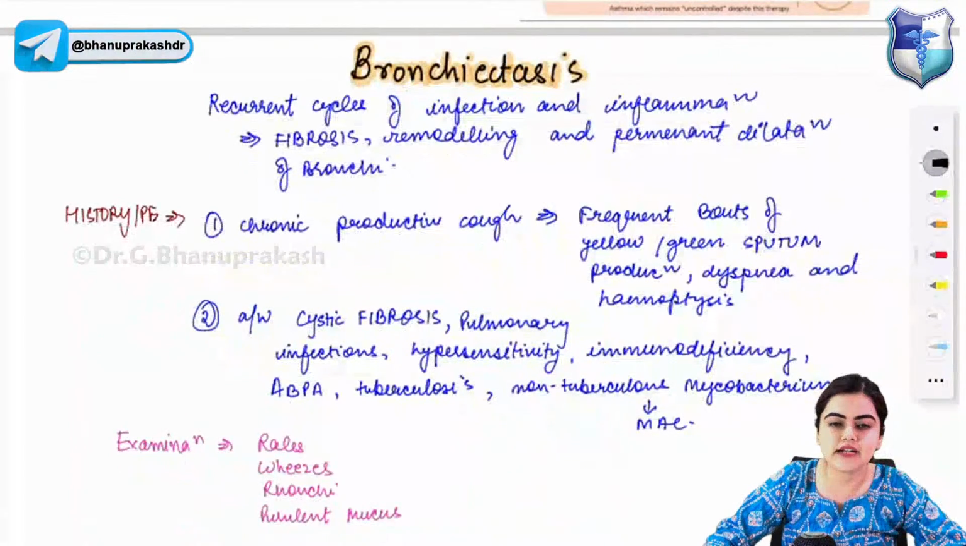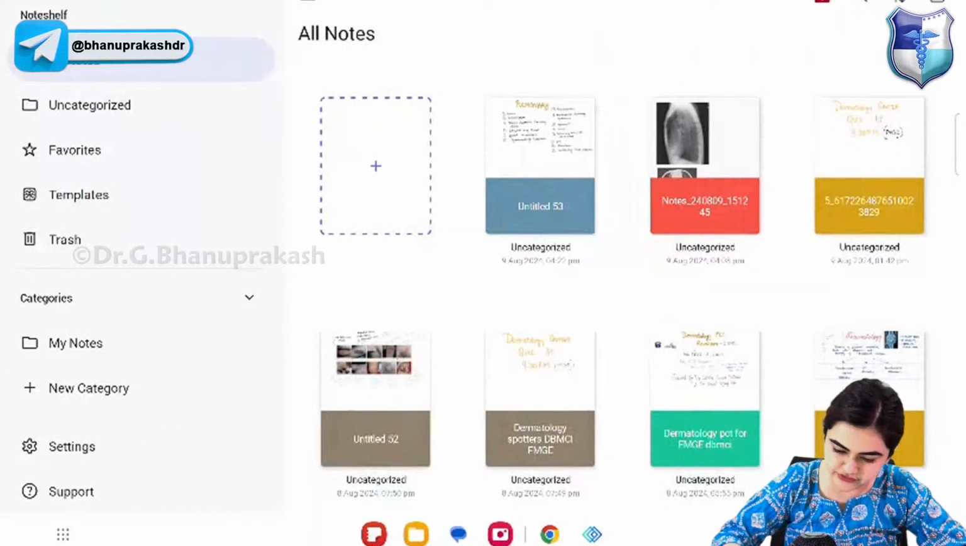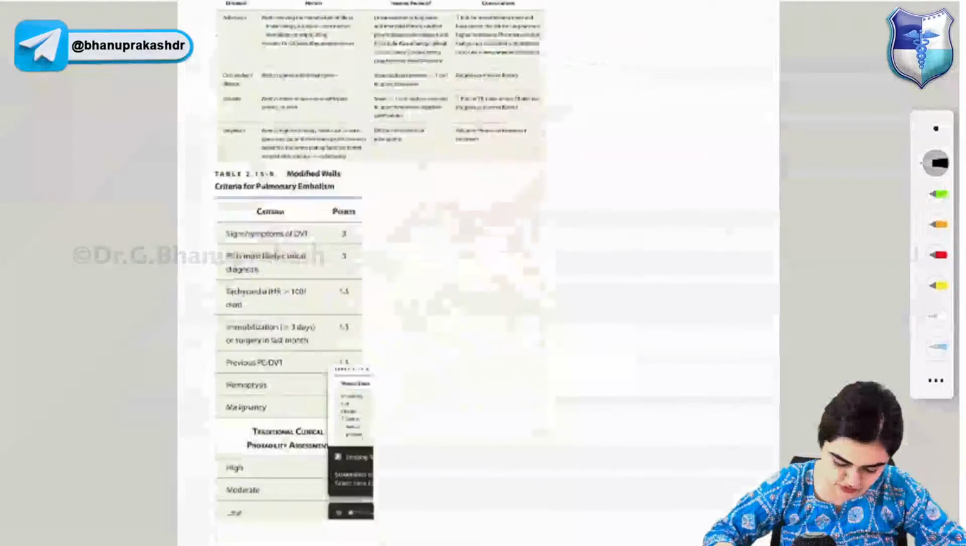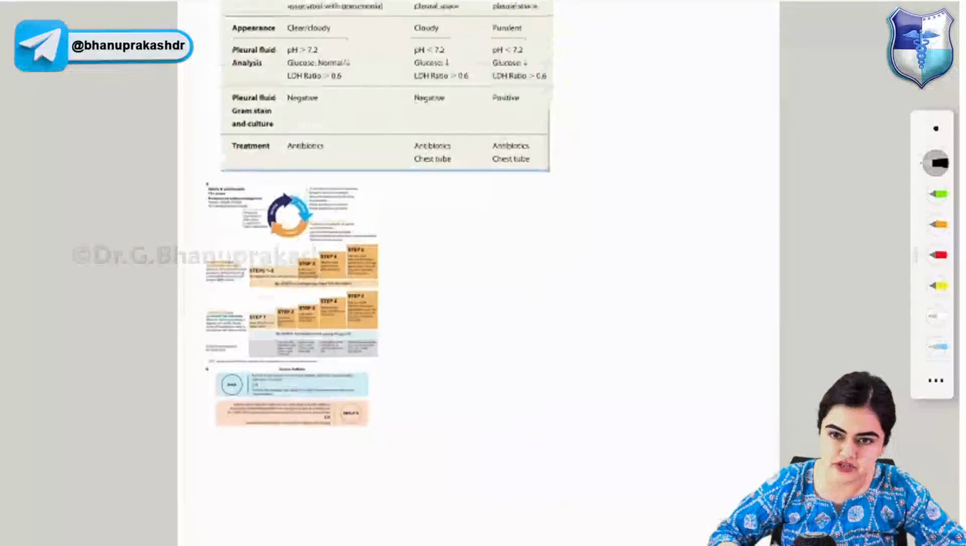Let's move to the next topic, that is bronchiectasis. Before moving to bronchiectasis, let me show you some graphs related to obstructive and restrictive lung diseases. I'll show you the graph which shows patterns of obstructive as well as restrictive lung diseases.